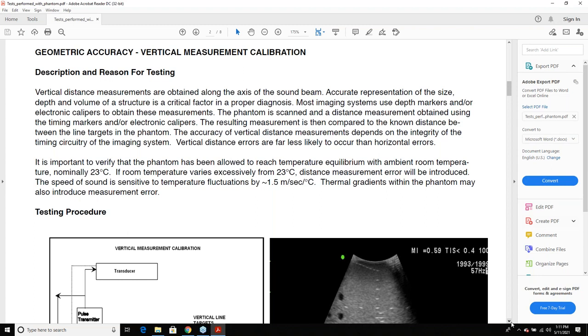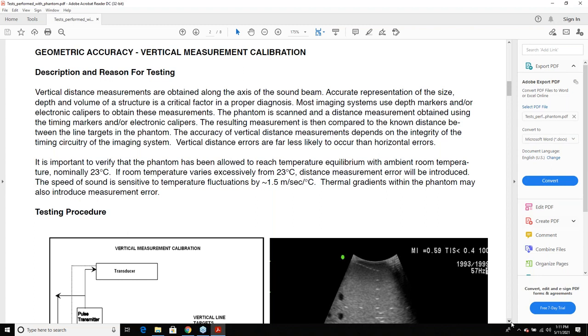When you're talking geometric accuracy, what are we talking about really? Anybody remember? Calipers, yeah. We're going to check to make sure that our calipers are measuring accurately. And why would we care? All our calculations are based on that, right? So we want to make sure that what we think we're measuring is accurate. In this case, it's vertical.